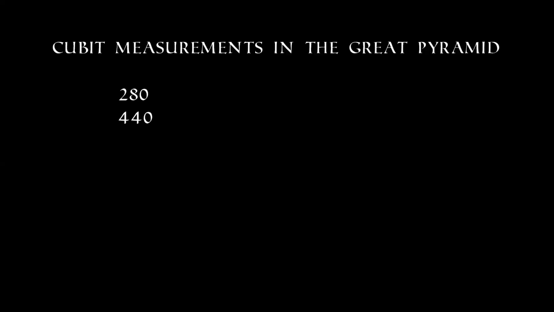Now, if you were to divide these two numbers of cubits both by 40, then you come up with these two numbers. You come up with the numbers 7 for the height and 11 for the edge of the square baseline.